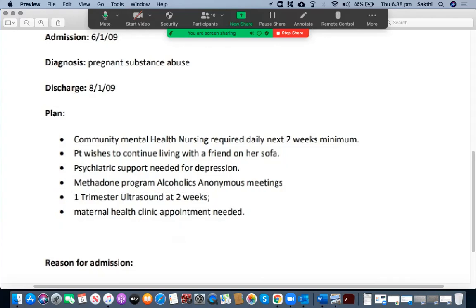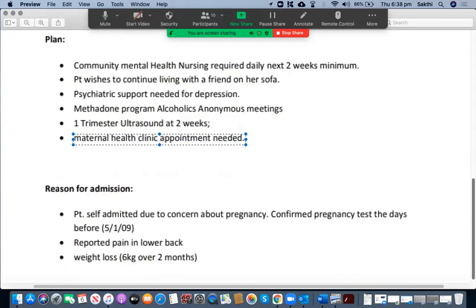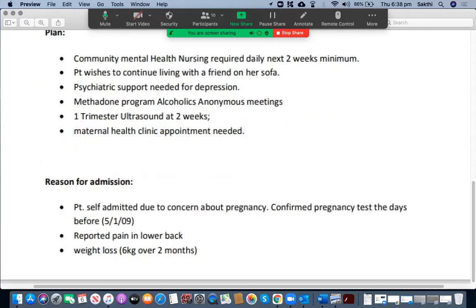Maternal health clinic appointment needed. So did you mention this one in your letter? Yes, sir. That is the appointment. Reason for admission: self-admitted due to concerns about concern. You can see this one, concern about.